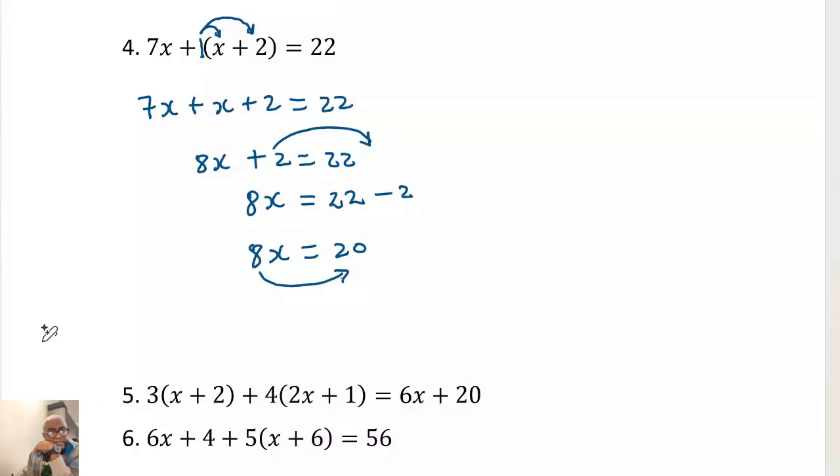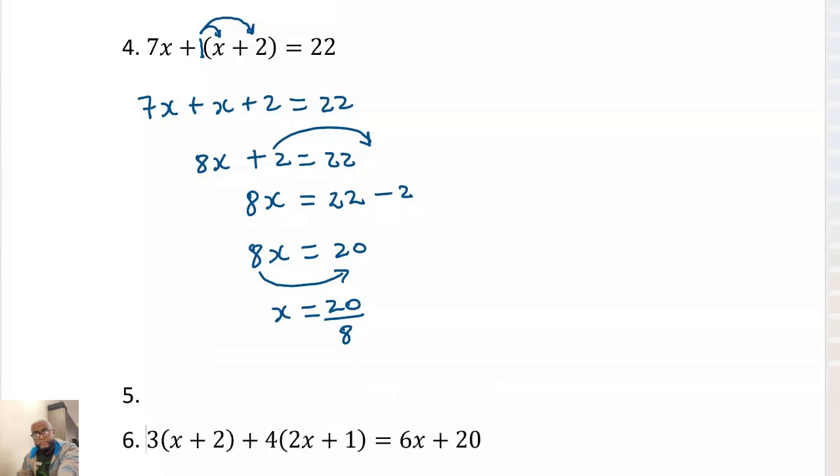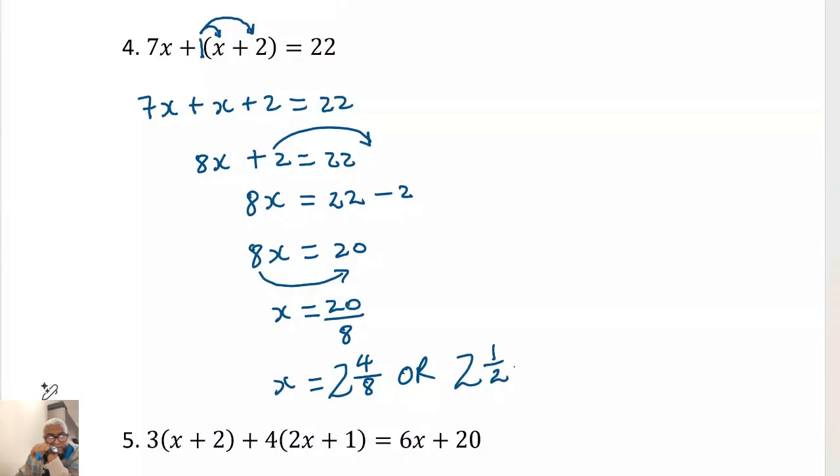So what do we do with this 8 now? X will be equal to 20 divided by 8. X will be equal to what? Two and a half? Yeah. X will be equal to 2, because 8 into 20 is 2, remainder 4 over 8. But that 4 over 8 could be reduced to a half. So this will be 2 and a half.